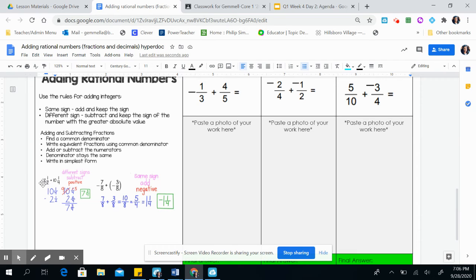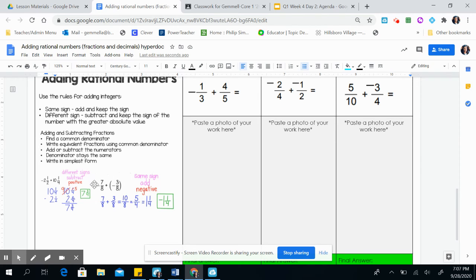Okay, so the first problem is negative 2 and 1/2 plus 10 and 1/4. These have different signs. We have a negative and a positive. Since they have different signs, we're going to subtract or find the difference between these two fractions and keep the sign of the number with the greater absolute value. So 10 and 1/4 minus 2 and 1/2. In order to get common denominators, we had to rewrite 2 and 1/2 to be 2 and 2/4. Okay, then we can just subtract. So you will subtract and you get 7 and 3/4. Because we have more positives than negatives, our final answer is 7 and 3/4.